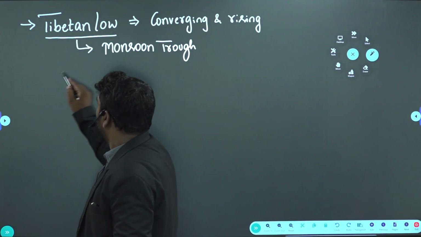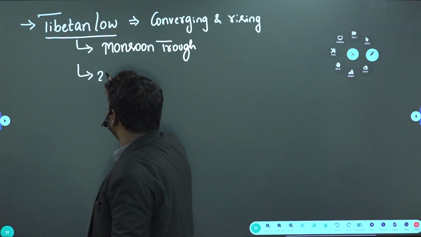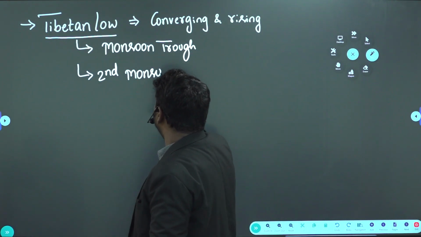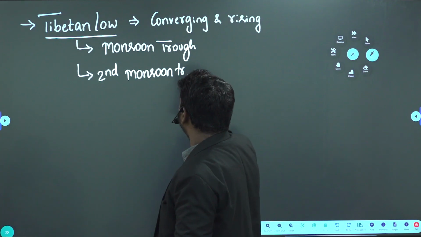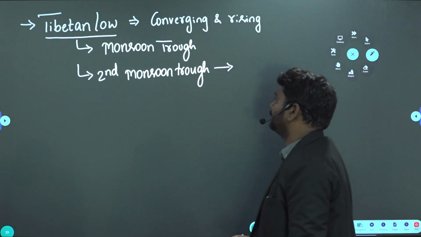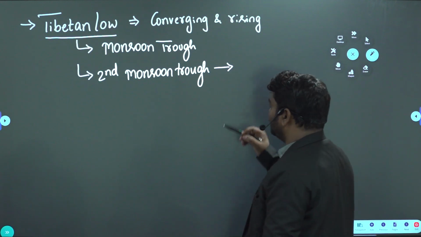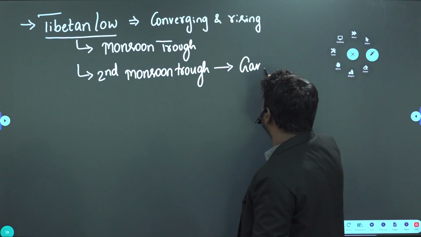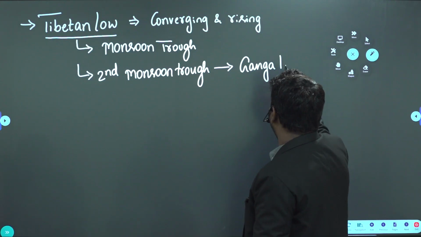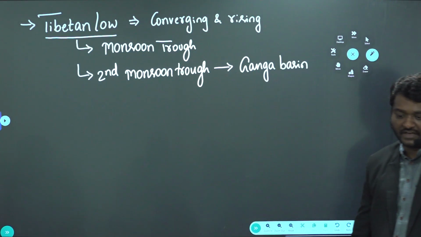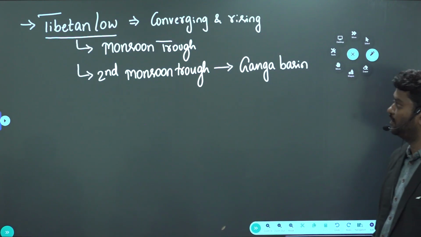And see, second monsoon trough. The second monsoon trough is present near the Ganga basin. The second monsoon trough is present over the Ganga basin.